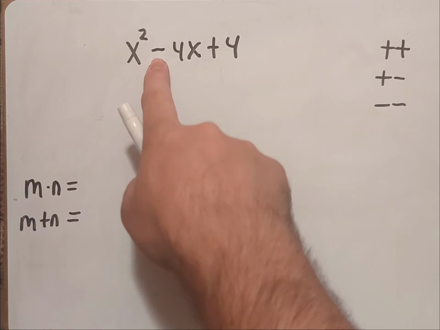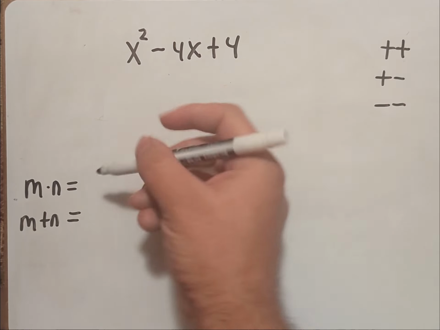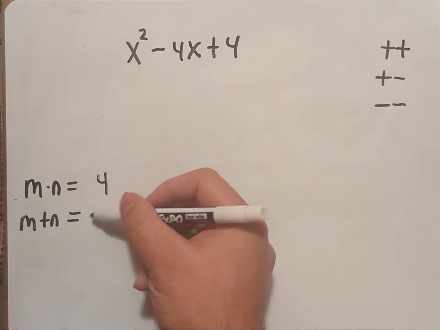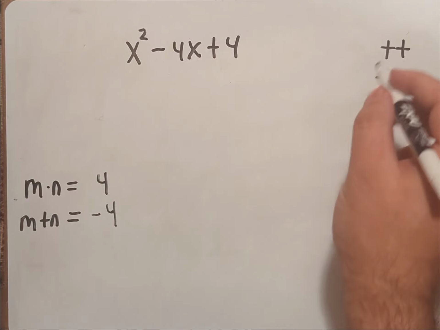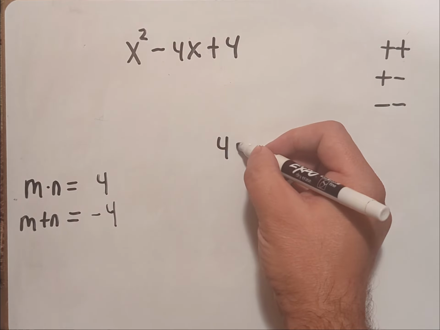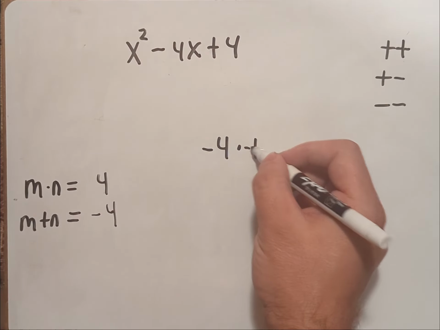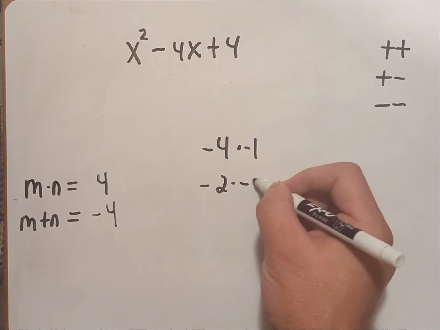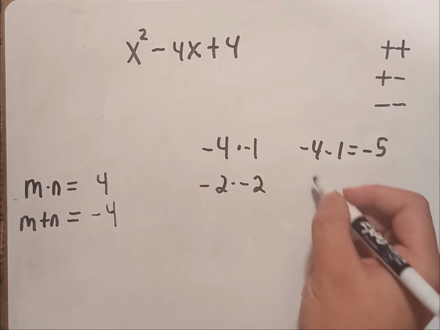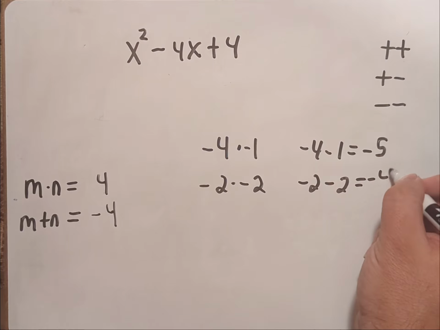So for our final example, notice this is negative, this is positive. So we want to think of two numbers that when you multiply give us 4, but when we add them we get negative 4. So are both numbers going to be positive, one negative, or both negative? So let's try 4 and 1. So in this case both will be negative. And then the other option would be negative 2 and 2. Negative 4 minus 1 would be negative 5, not our middle term. Negative 2 minus 2, there we go, we have a winner.